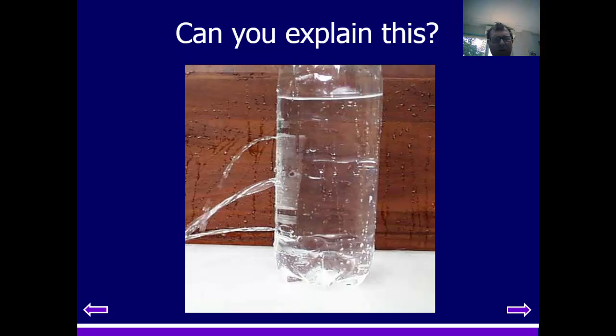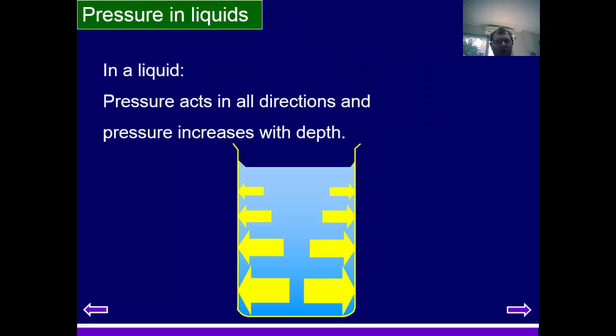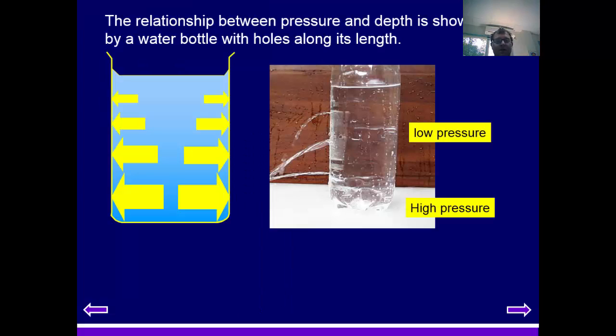So, thinking about pressure, can you explain this? Look how the hole at the bottom of the bottle seems to spray water out further than the other holes higher up. The reason for that is liquid pressure. So pressure acts in all directions and pressure increases with depth. Therefore, we have a low pressure at a low depth and a high pressure at high depth.